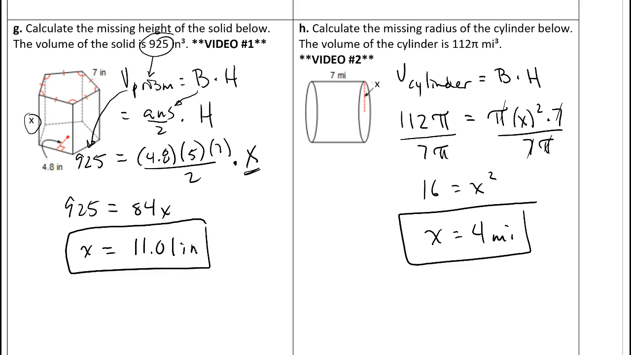And then over here, again, we know that the volume is 112 pi, and that's area of the base times the height. The base again is a circle, so that's pi times x squared, because we don't know what the radius is, times the height, which is 7. Divide both sides by 7 and pi, so the pi's will cancel. 112 divided by 7 is 16. Take the square root, and you should get 4 miles.